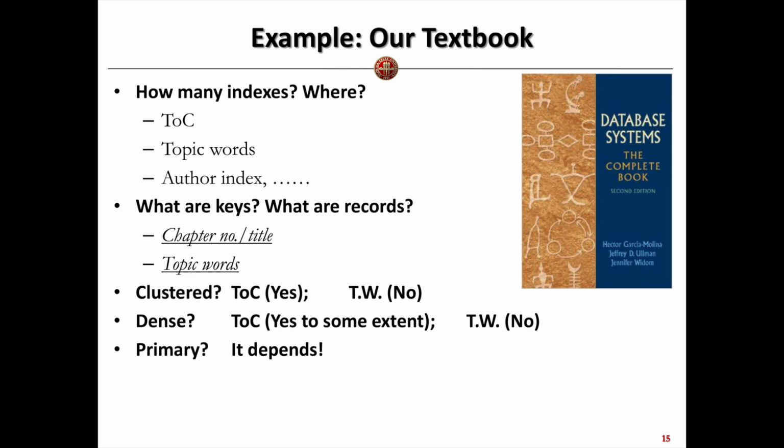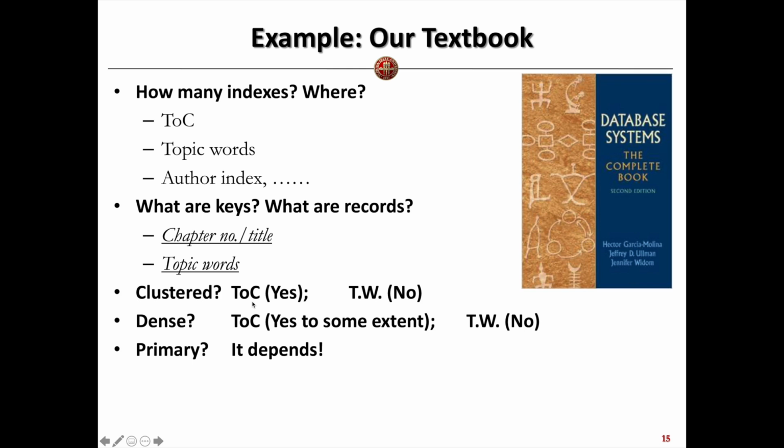And what are the keys for these indexes as well as records? So for the table of contents, normally we have the chapter number as well as titles as the keys. And the records we have will be some pointers pointing to certain pages in the textbook. And for the topic words, the keys we have will be the topic words, some phrases. They refer to some concrete pages mentioning or defining the keywords. Then the question will be, are these index tables clustered, dense, or primary or not?